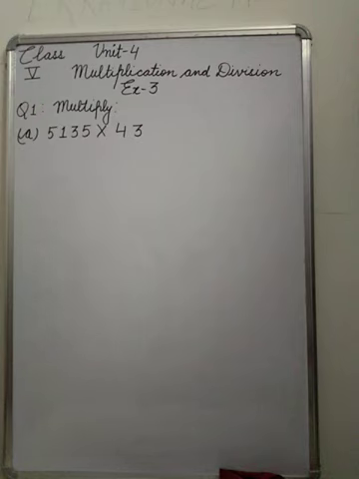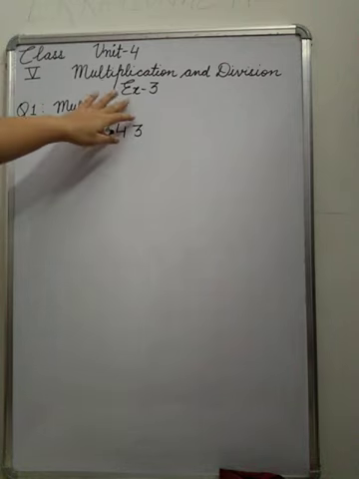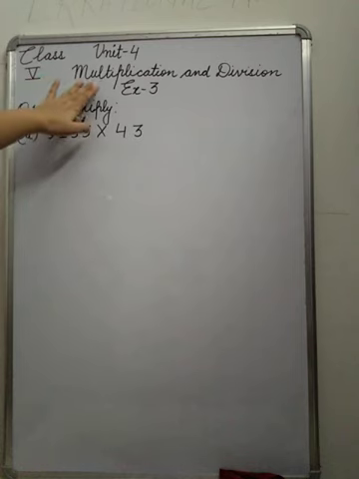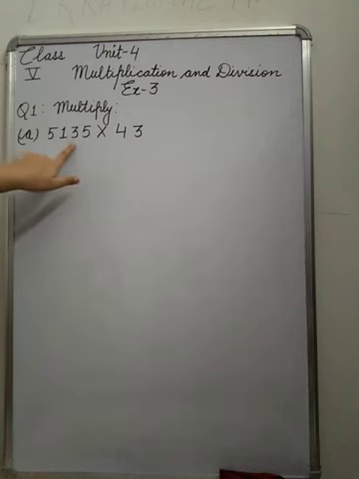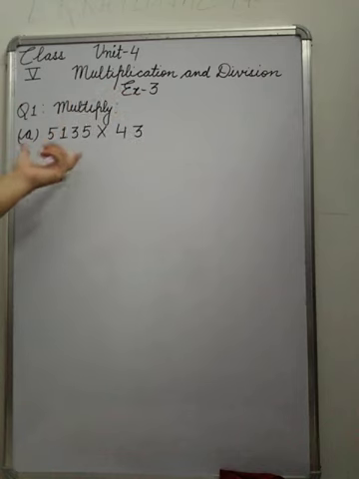Hello students, today we will discuss exercise 3 of the chapter multiplication and division. In this first question, multiply. First part I am going to explain: you have to multiply 5135 into 43. See, this is a 4-digit number, this is a 2-digit number.